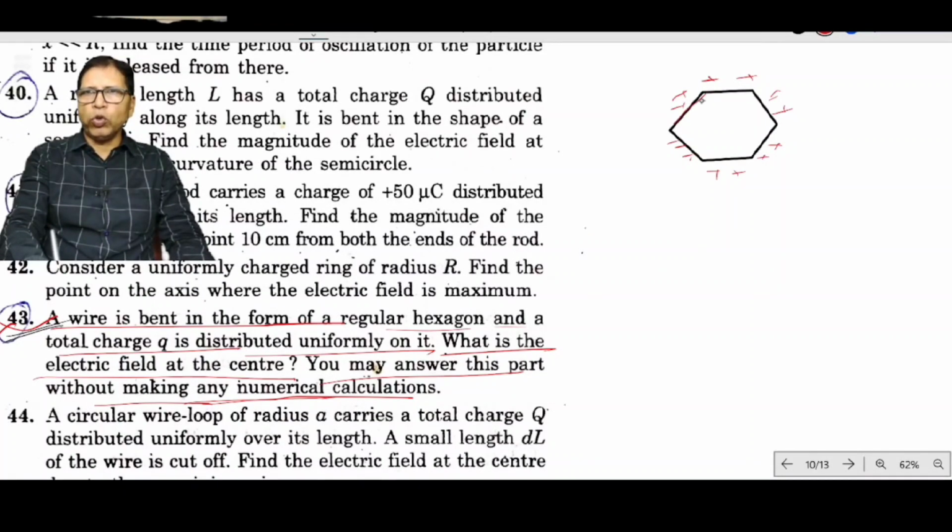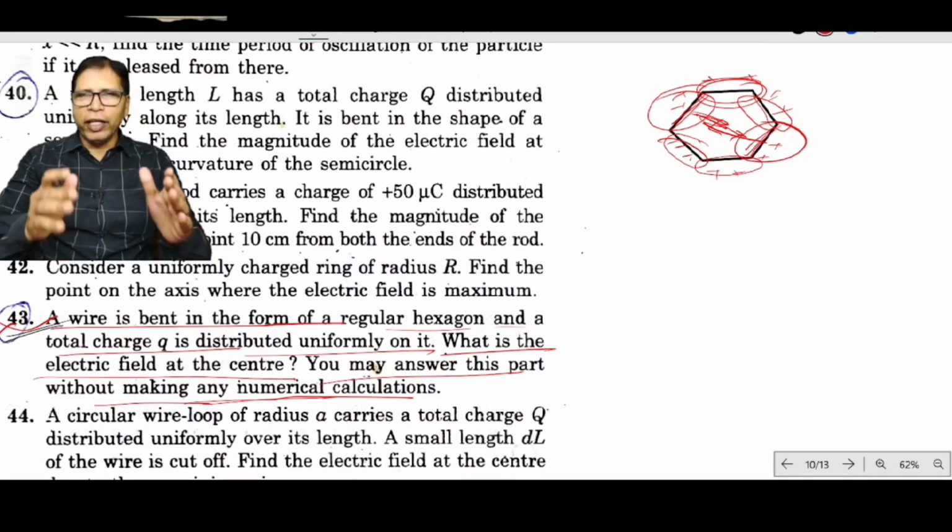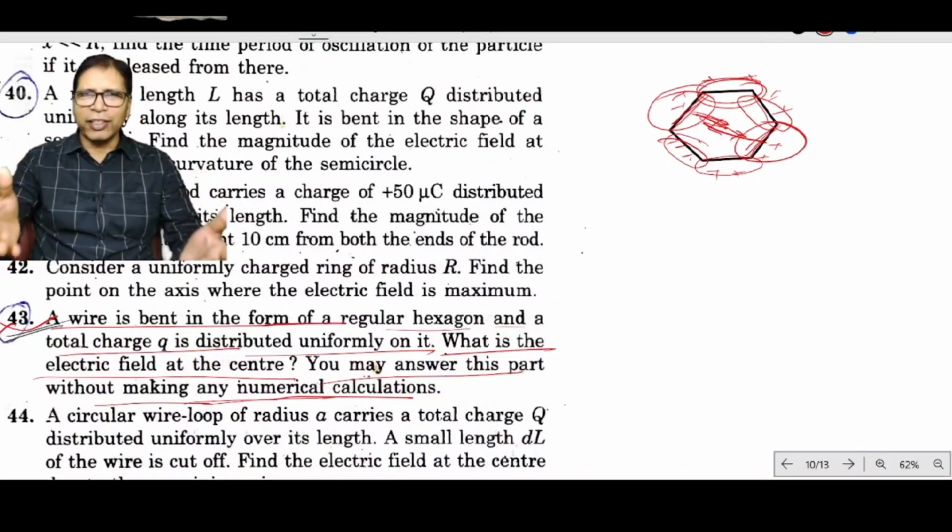The electric field due to this portion at the center is directed away from it. In the same way, the electric field due to this portion is also directed away from it. So the electric field due to this part and this part cancel out. In the same way, the electric field at the center due to this part and this part also cancel out. The electric field due to this part at the center and the electric field due to this part at the center also cancel out. Therefore, the net electric field becomes 0.